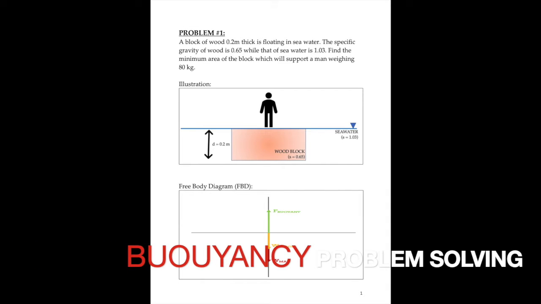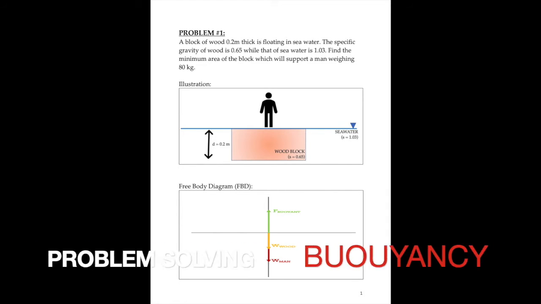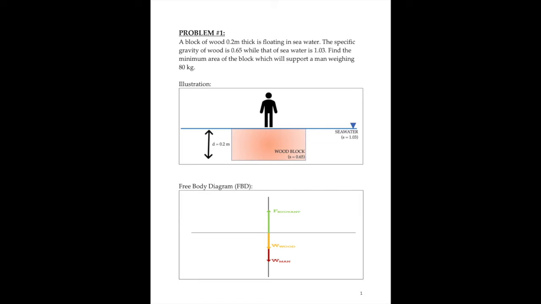Buoyancy. Problem solving. Problem number 1. A block of wood 0.2 meters thick is floating in seawater. The specific gravity of wood is 0.65 while that of seawater is 1.03. Find the minimum area of the block which will support a man weighing 80 kilograms.